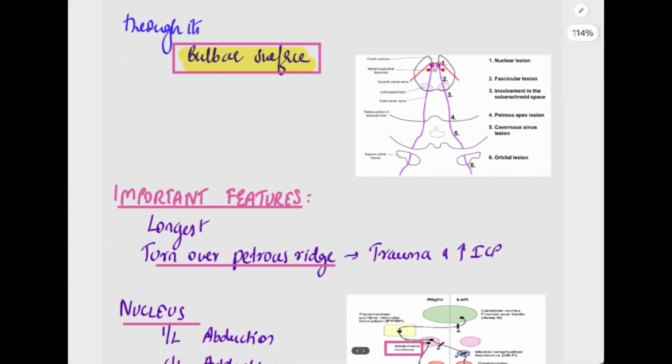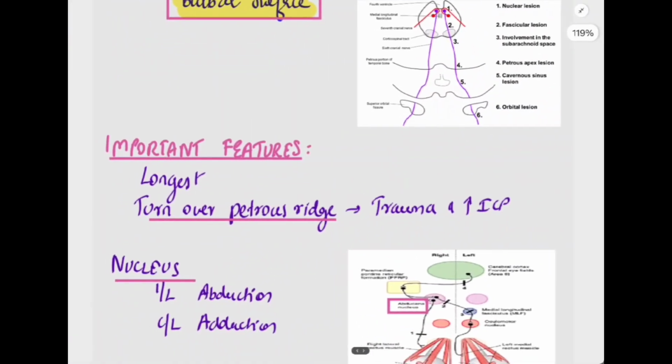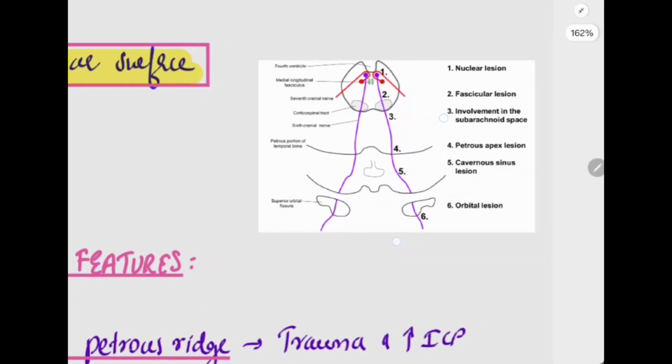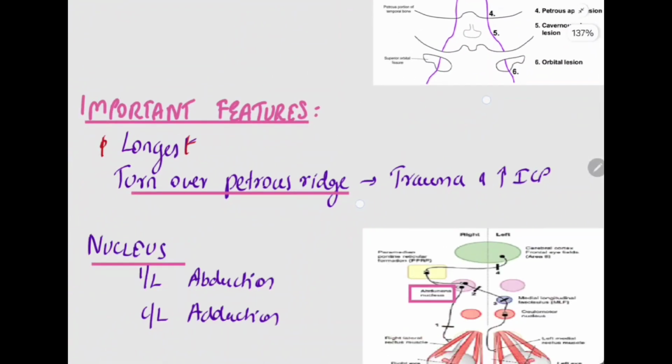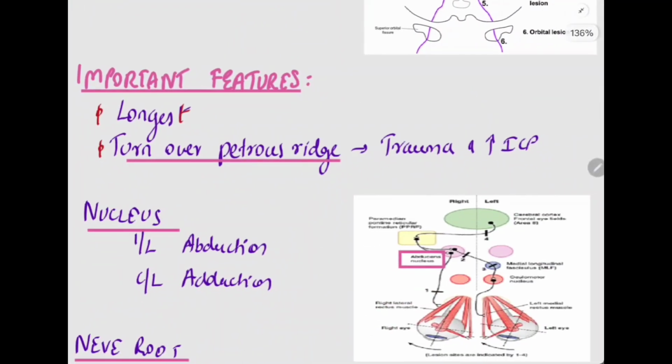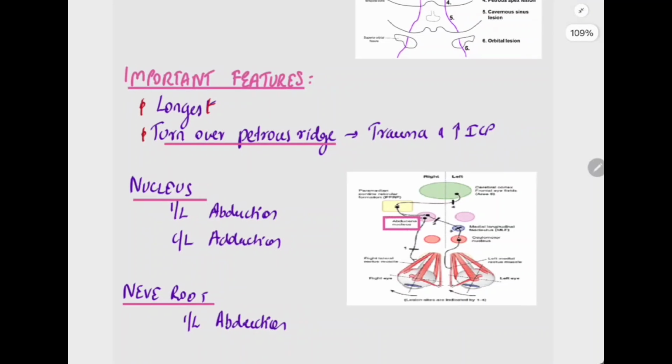A few important features of the sixth abducent nerve are: it has the longest intracranial course of any of the motor nerves of the eye. It makes a sharp turn over the petrous ridge, which makes it vulnerable to trauma and increased intracranial pressure.